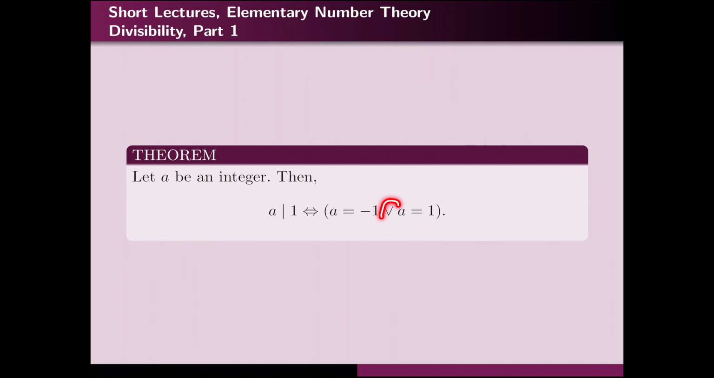This symbol in mathematical logic is "or", and this one is "and". So this is "and" and this one is "or". Okay? I think the proof is very simple, but this is very handy. Whenever you see this, you can conclude either a is minus 1 or a is equal to 1. I will leave the proof to yourself, so you can do it very easily.